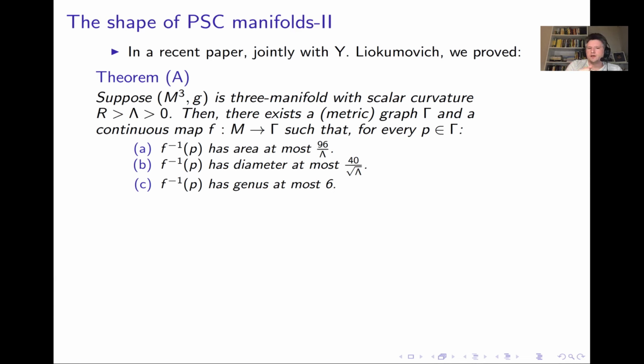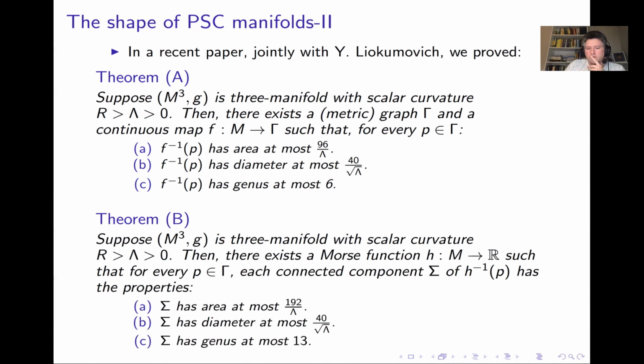In other words, this is saying that 3-manifolds with this lower bound on scalar curvature have to be geometrically small modulo this graph. If you go very, very far away from them, take your glasses off, what you see is this graph really. So the manifold is small.